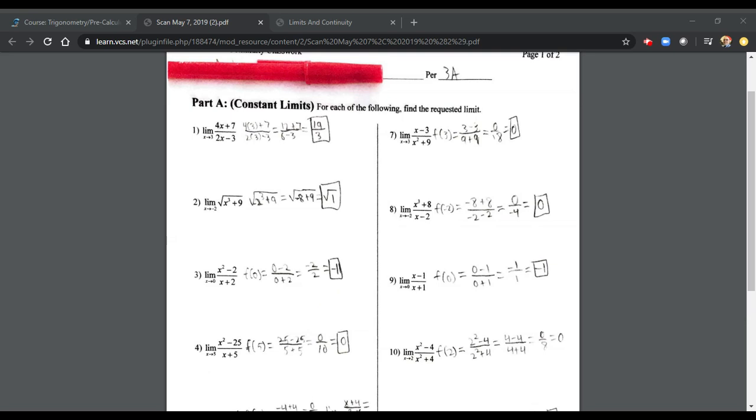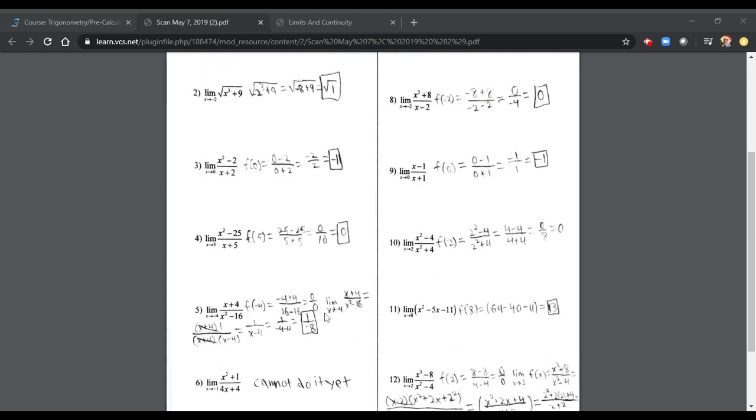Take a look at number 4. Limit as x approaches 5 of (x squared minus 5) over (x plus 5). F of 5 is 25 minus 25 over 5 plus 5, which is 0 over 10. The limit equals 0. Number 5, limit as x approaches -4 of (x plus 4) over (x squared minus 16).